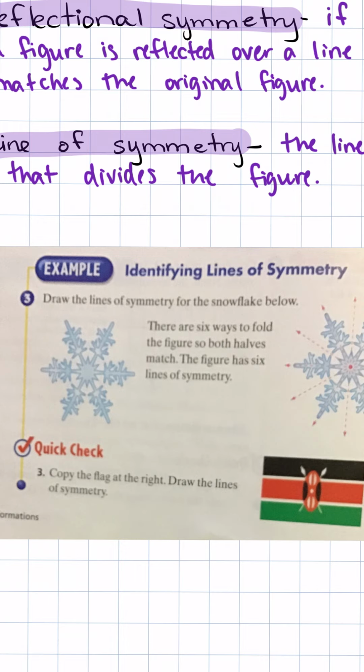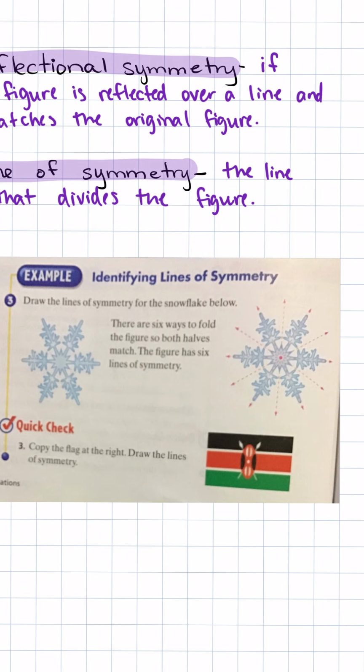Draw the lines of symmetry for the snowflake below. There are 6 ways to fold the figure so both halves match. That's the important thing, they have to match. The figure has 6 lines of symmetry. So we have one line here. If we put those together, they would match exactly. 2, 3, 4, 5, and I missed that one, 6. 6 lines of symmetry.